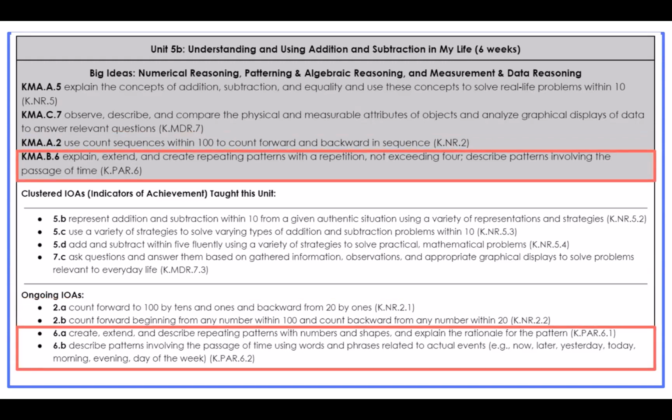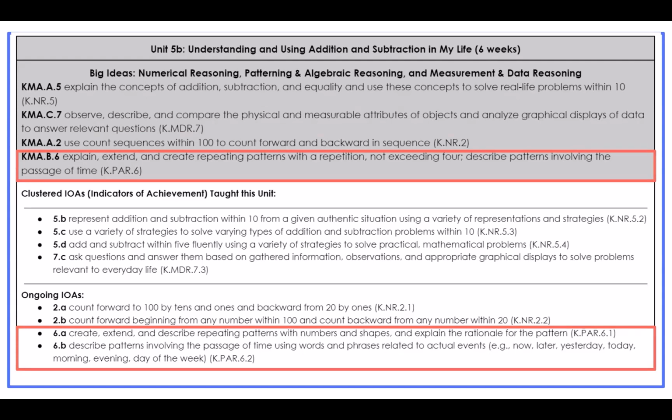AKS 6 has been an ongoing AKS throughout the year. Students will continue to work with AKS 6 in Unit 5B. AKS 6 states that students will explain, extend, and create repeating patterns with a repetition not exceeding 4. Describe patterns involving the passage of time. The study of patterns provides opportunities for students to make connections.